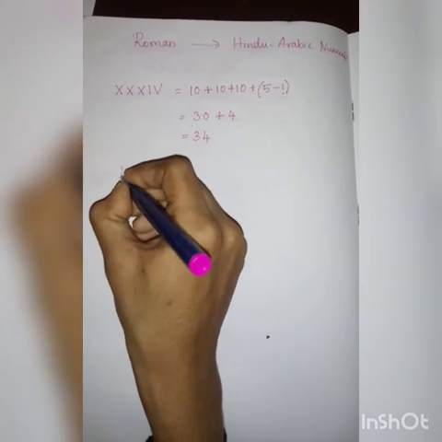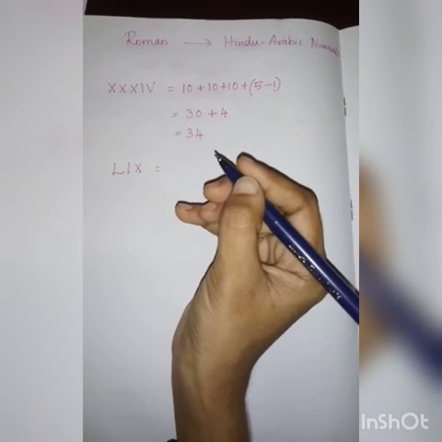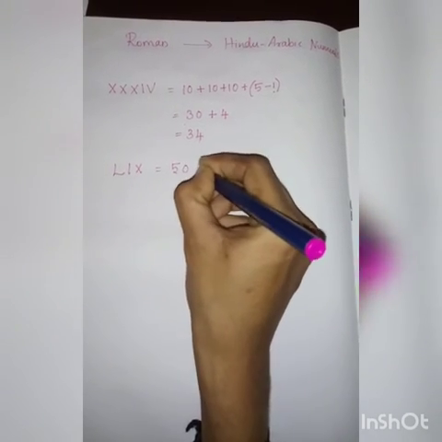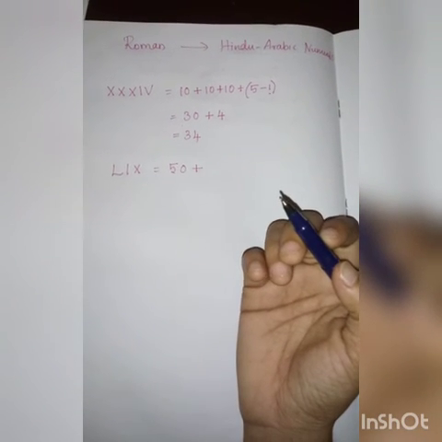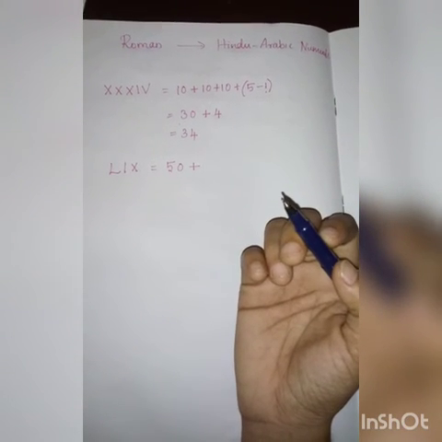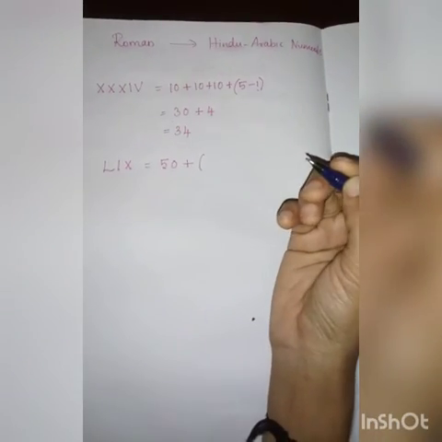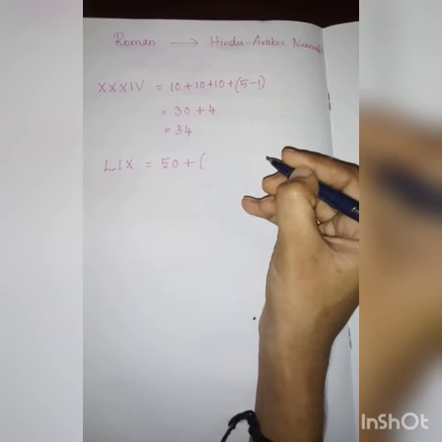Next problem, LIX. Okay. What does L stand for? 50. Plus, now IX. I is smaller when compared to X, right? So, what will you do? You will do the subtraction. Subtraction is greater number minus smaller number. What is the greater number? X.